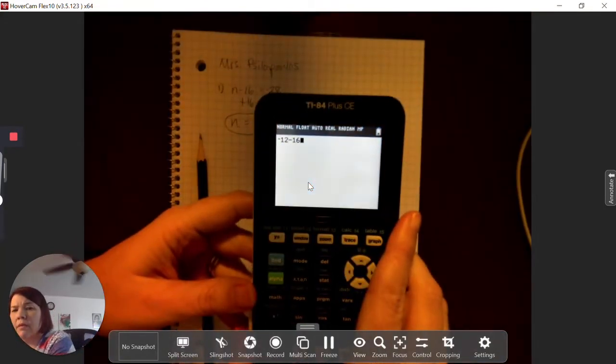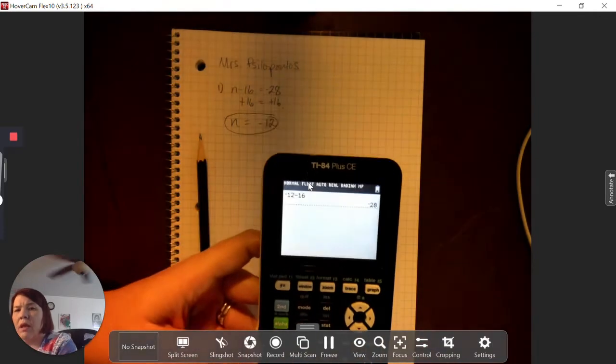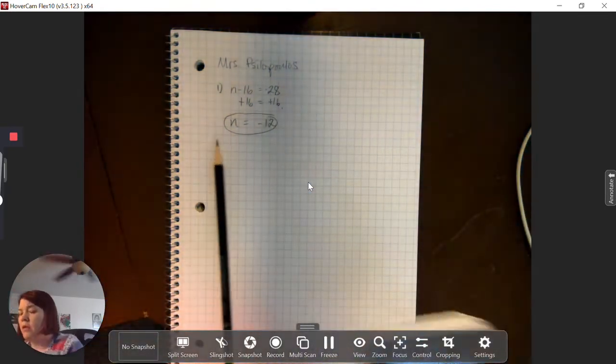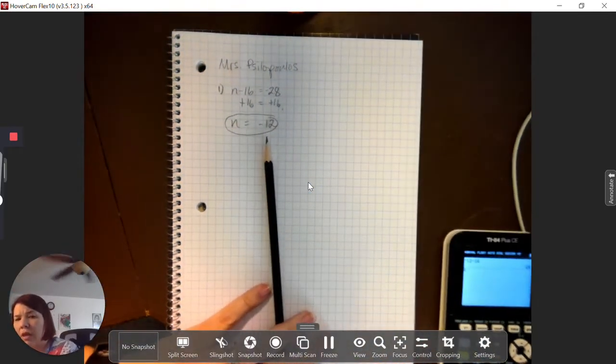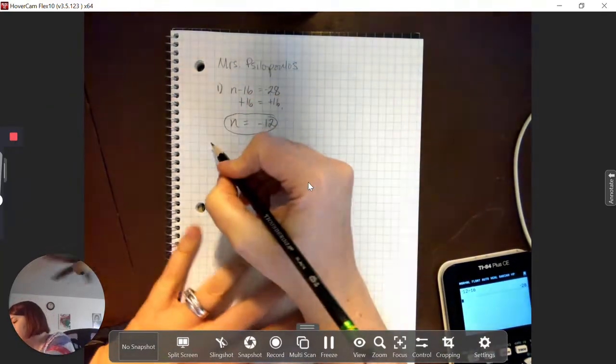So on my calculator, I'm going to take negative 12 minus 16. Kind of see it right there. And then I'm going to hit enter, and I get negative 28. And so I did the problem correctly. So I'm not writing down the check, but I am checking it, just kind of off the side, with my calculator over here. Then I'm going to do problem number 2, and so on.